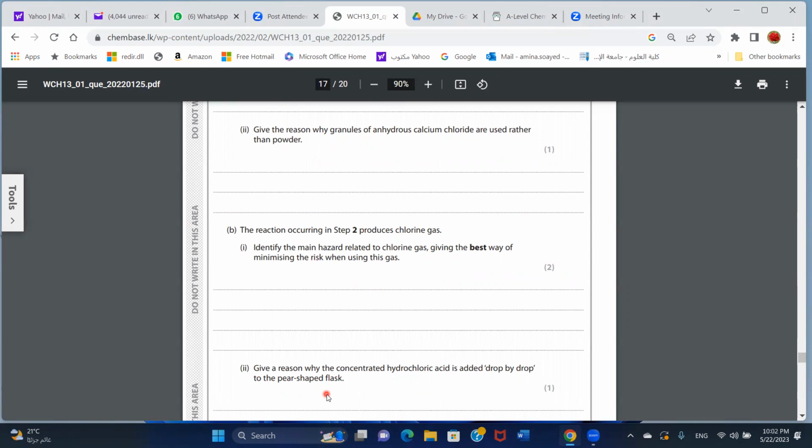So that the rate of reaction is not too high to control it. Okay. So that the rate of the reaction becomes slower, you mean? Yeah, so that it's not too vigorous. Yes, excellent. I told you before not to say vigorous, just say to decrease the rate of the reaction. You can say so.